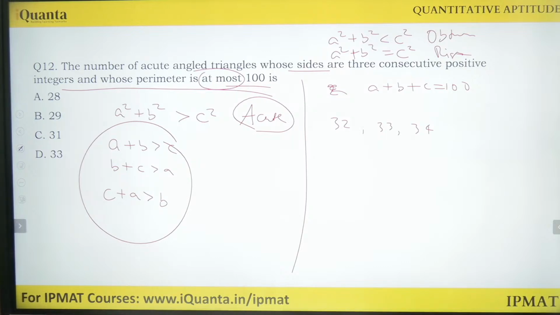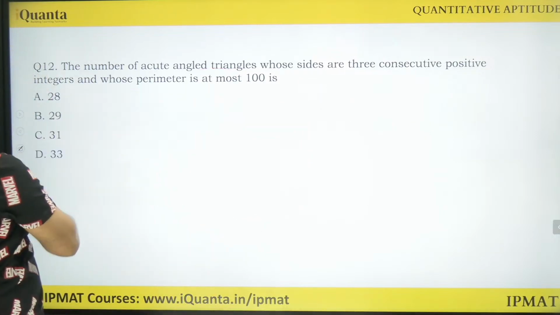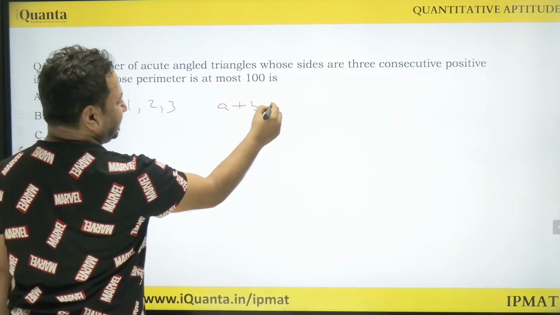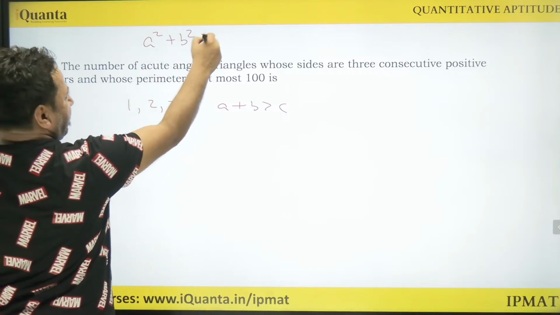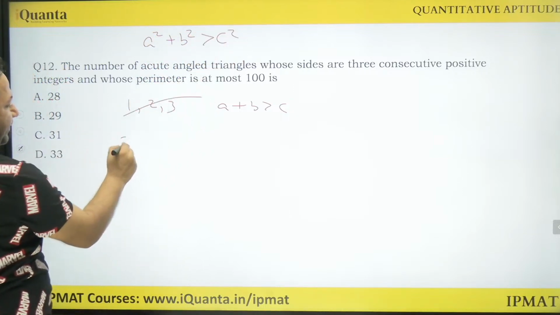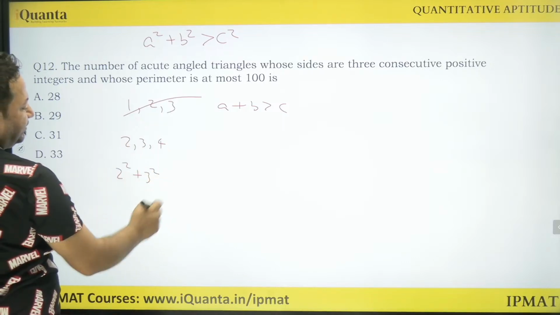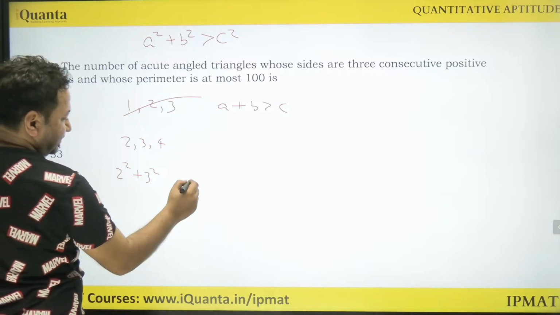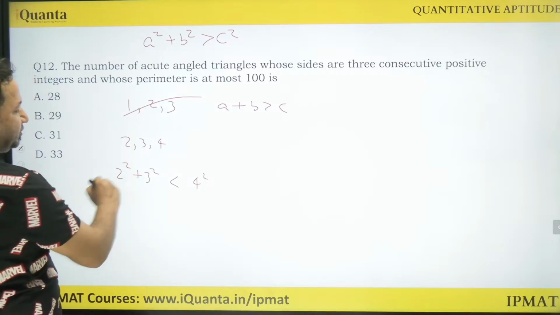Okay, so let's do that, keeping this in mind. First is 1, 2, 3. But it's not satisfying because a plus b needs to be greater than c. This is ruled out. Coming to the next one, 2, 3, 4. 2 square plus 3 square is how much? 4 plus 9 is 13, and 4 square is 16. This is less, so this is also ruled out.